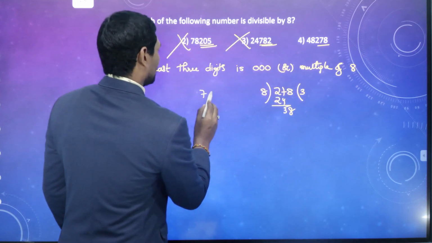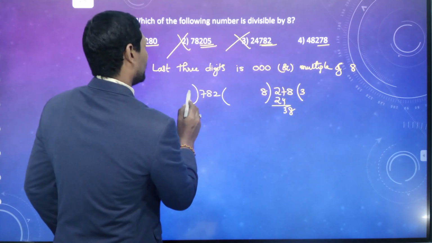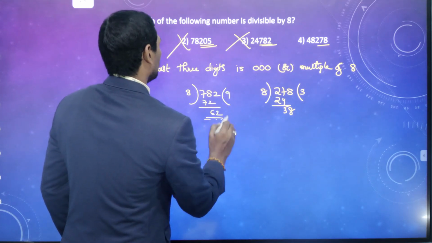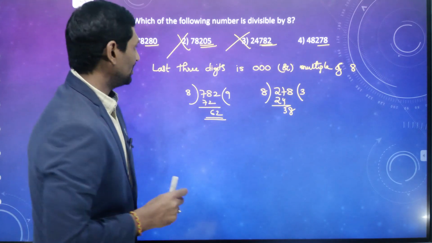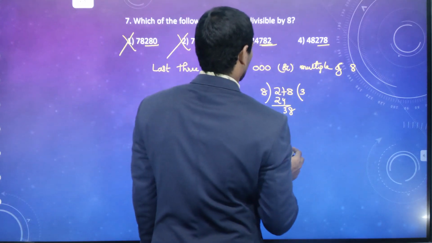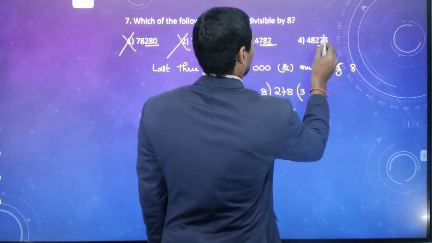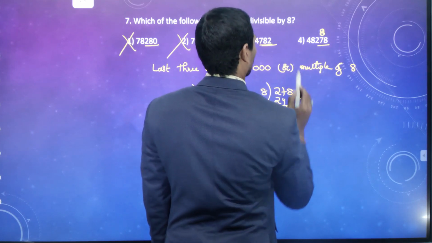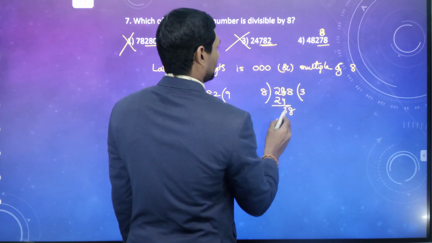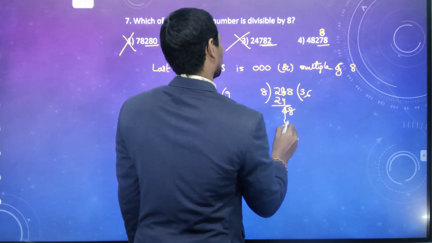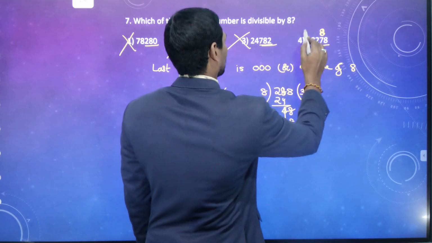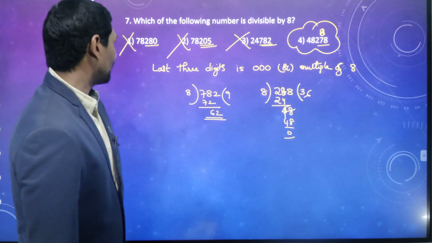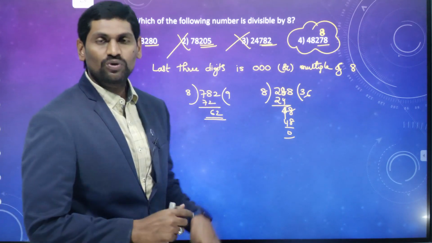Let us check option 3 again. In the 8 table, 8 9s are 72. Yes, all options are incorrect actually. So there must be a change here. Let us try to change option number 4 to 288. Then we will get the exact answer. Option number 4 will be correct. Change the option to 48,288, and you will get the answer. Okay, so let us move on to the next problem.